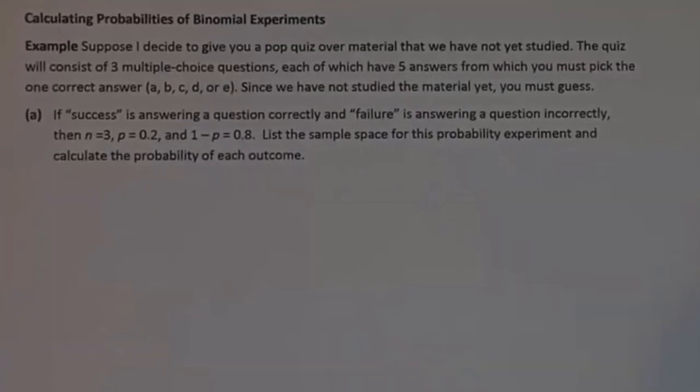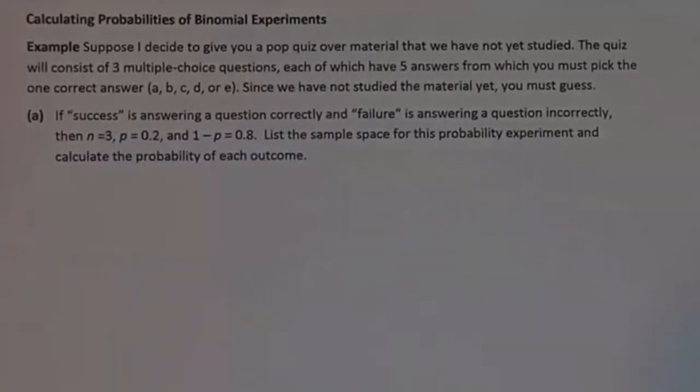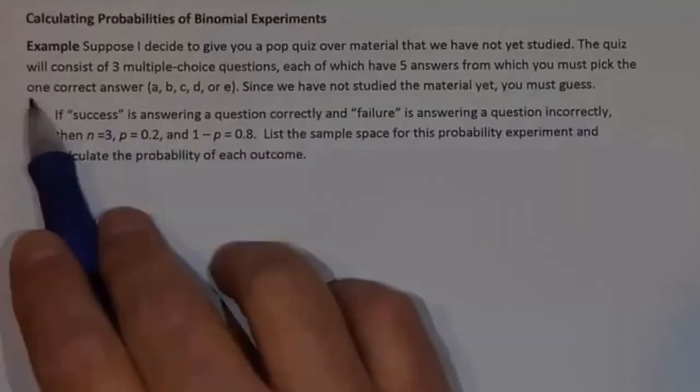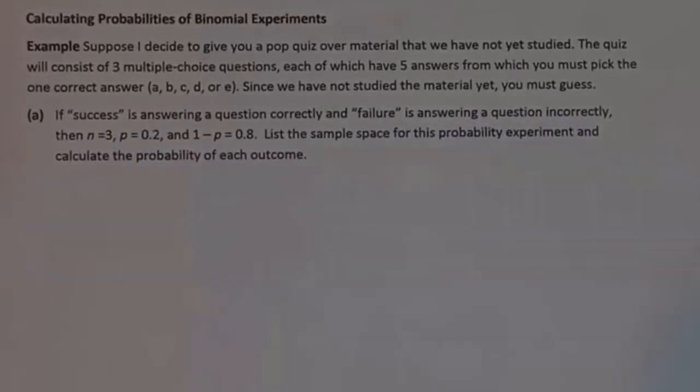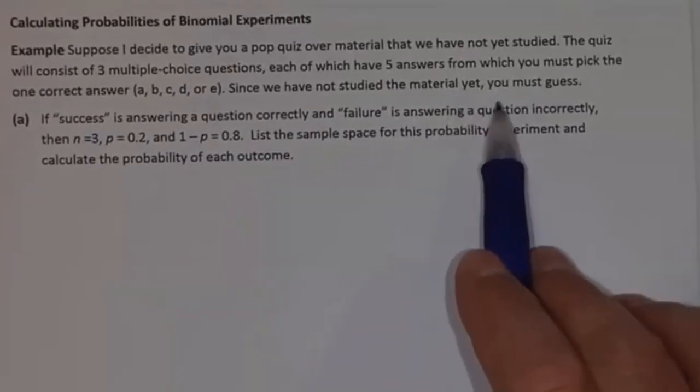So I have a scenario for you. Suppose that I decide to be mean and give you a pop quiz over material we haven't studied yet. The quiz is going to consist of 3 multiple choice questions, each of which has 5 answers from which you must pick the 1 correct answer. So the 5 answers are A, B, C, D, or E. Since we've not studied the material yet, you have to guess.